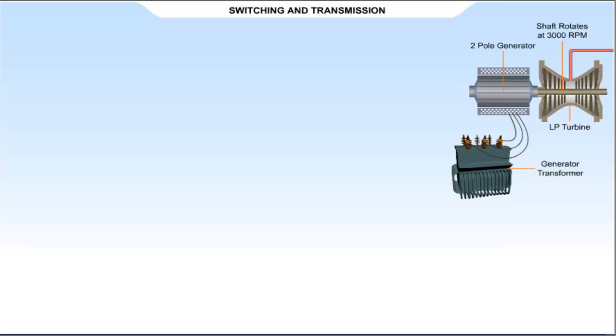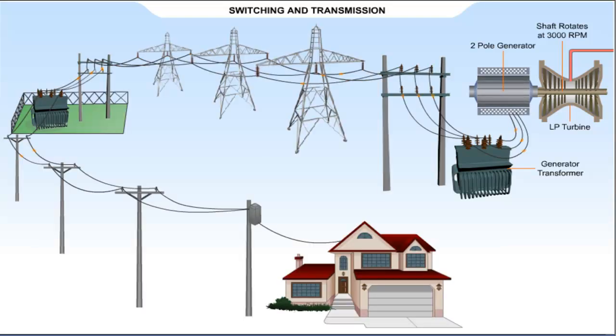Output of the generator transformer is connected to the transmission lines in switchyard, which houses various electrical equipments like transformers, circuit breakers, isolators, earth switches. This concludes the lesson on generation of electricity from coal.